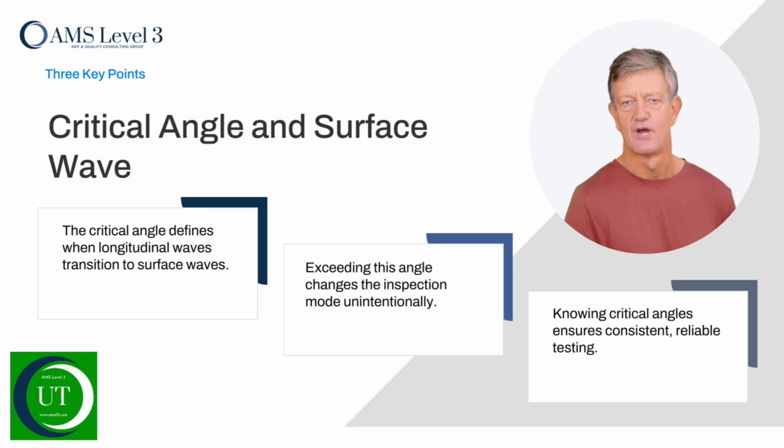There's a point during refraction when your longitudinal wave can no longer travel through the material. It skims along the surface instead. That's the critical angle. At this angle, the longitudinal wave becomes a surface wave, like the Rayleigh wave. Understanding where that transition occurs helps you control which waves you're actually generating. If you exceed the critical angle without realizing it, you might think you're sending a shear wave into the part. But you're really just exciting surface motion. That can lead to missed flaws or inaccurate depth readings.